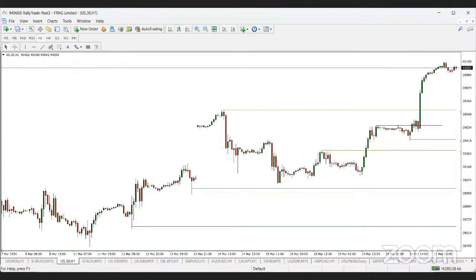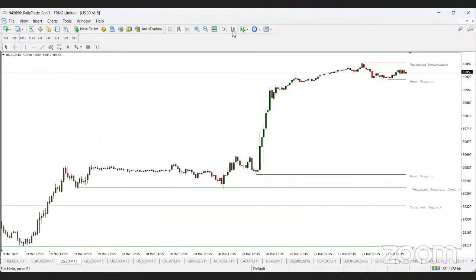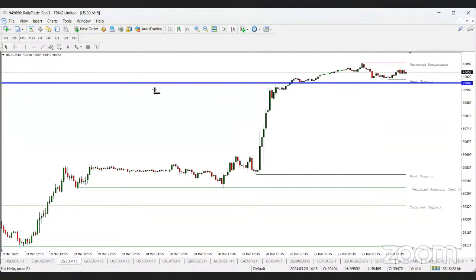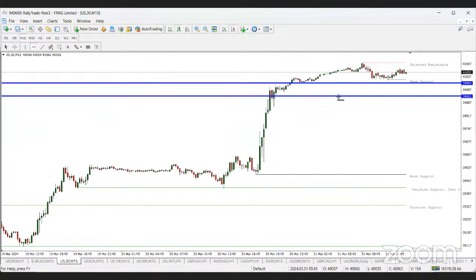Now, if good data comes out on the dollar, it's very possible that price will continue. But if the data that comes out by 2:45 is very good, it's also possible that US 30 will actually fall. Right now, given that it is currently on a high and we have a kind of weak support here, I could have my sell stop from here to take advantage of any retracement, especially if the PMI data is good.